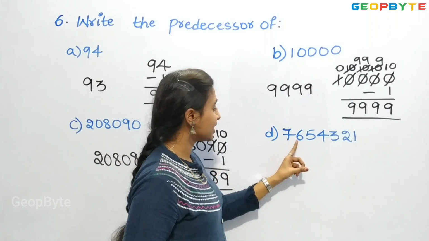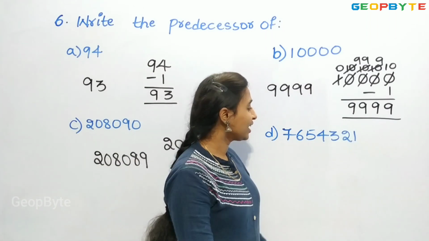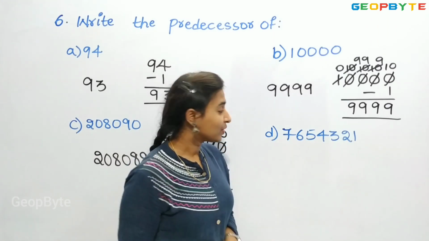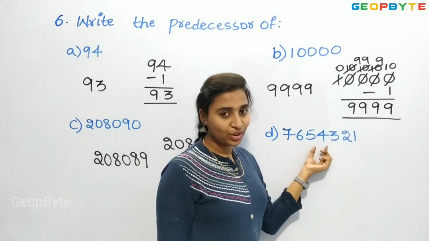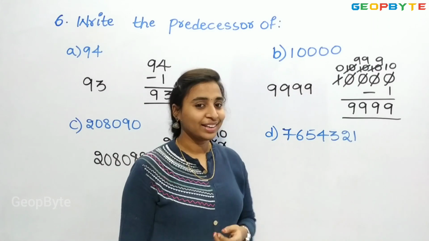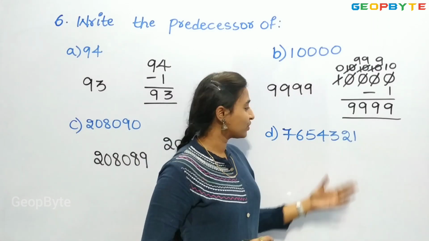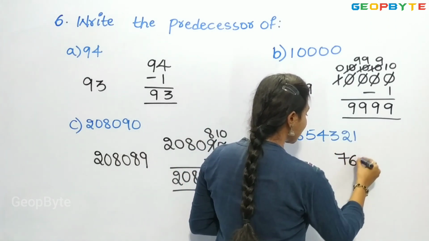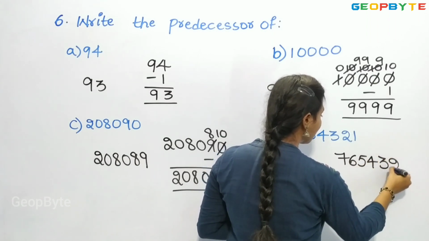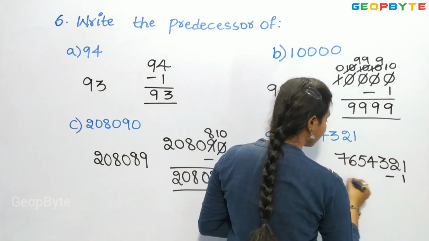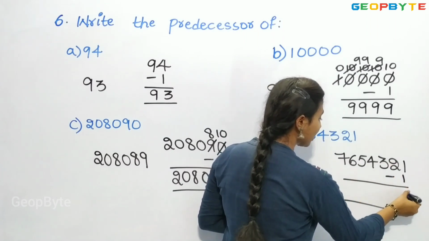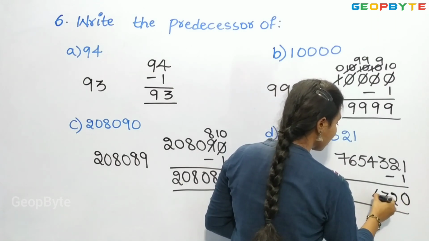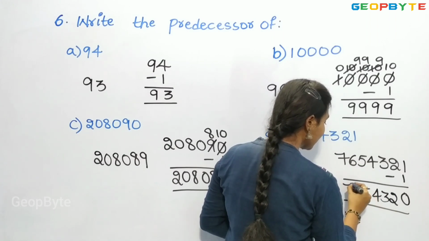Now, let us see fourth one. We have 7, 6, 5, 4, 3, 2, 1. That is ones, tens, hundreds, thousands, 10,000s, 1 lakh, 10 lakh. That is 76 lakh, 54,321. To find out the predecessor of this number, we need to subtract 1. So, 1 minus 1, 0, and the remaining numbers will be same: 2, 3, 4, 5, 6, 7.